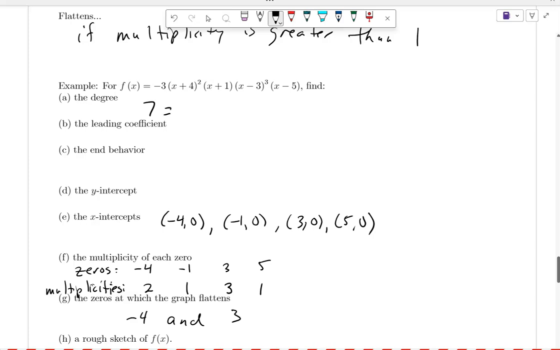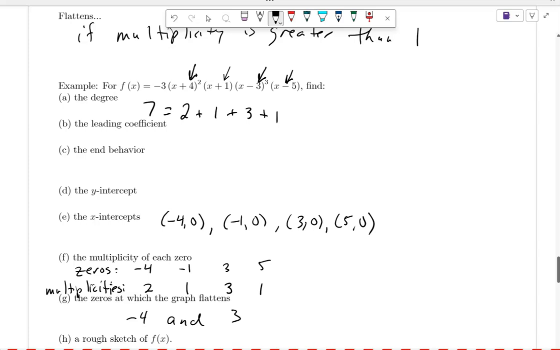Look at where that 7 came from. This one gave an x squared. That gives us an x. That gives us an x cubed. That gives us an x. All right? 2 plus 1 plus 3 plus 1. We add exponents, right, when we multiply. Okay? All right. So we get a 7 for our degree there.